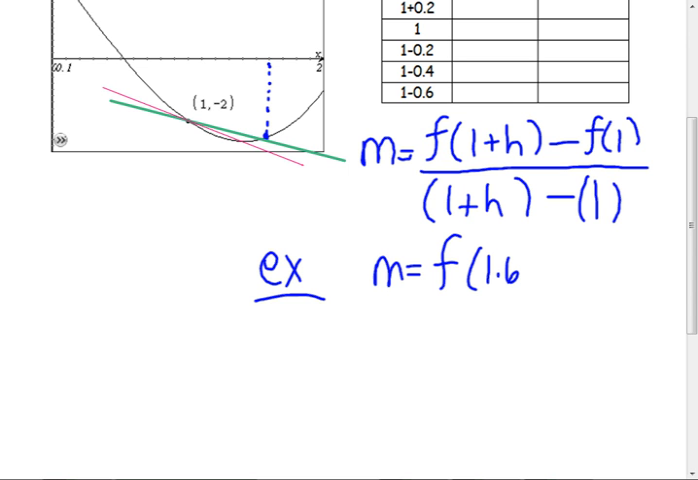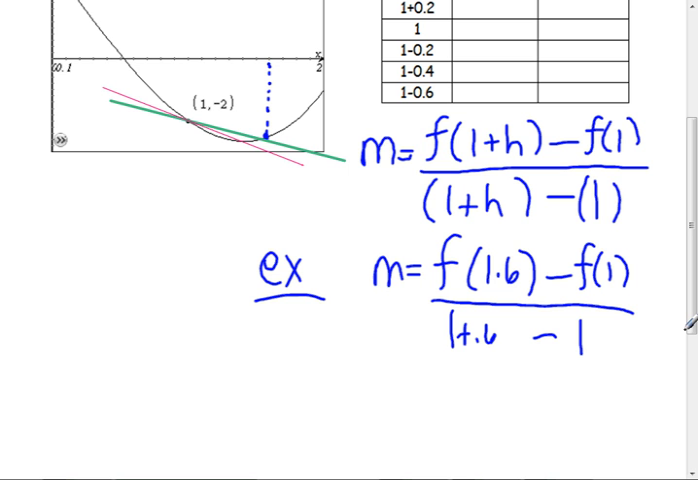Because once I show you how to do this, you don't want to write all the steps down because it's really fast and easy in your calculator. Minus f of 1. And we can actually do f of 1. Let's do that. I know it's negative 2, but I might mess up my signs. And the bottom number is h. What's h, though? It's 1 plus 0.6 minus 1.